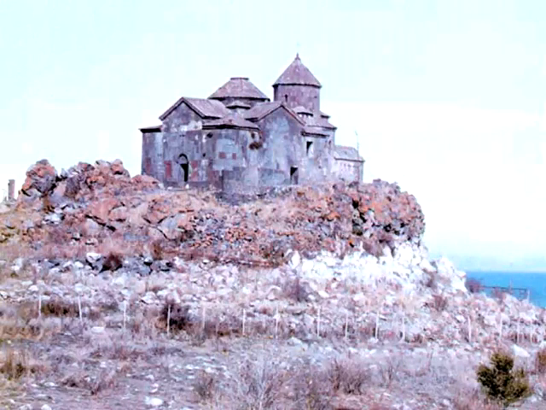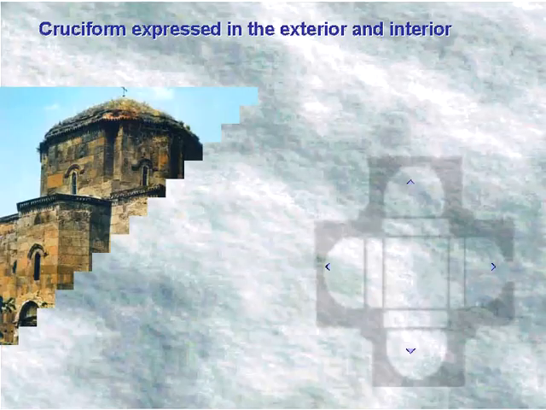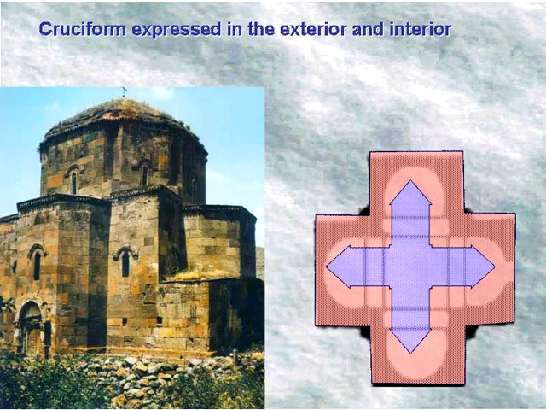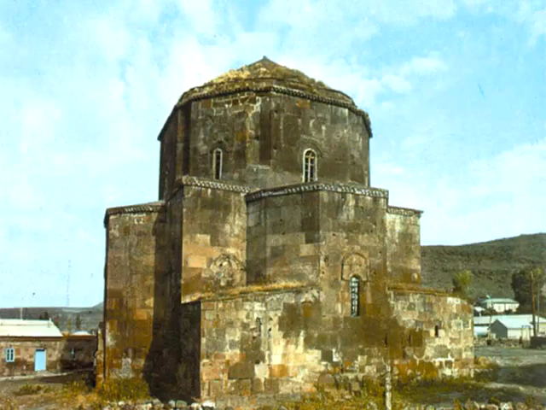Another variation of the cruciform plan churches are the churches where the cruciform was expressed in the exterior and interior by different adaptations of the arms of the cross. The side arms of the cross contain the semicircular altars from the inside and octagon-shaped from the outside, fitted on the main axis of the church. One encounters domes on pendentives and other variations.